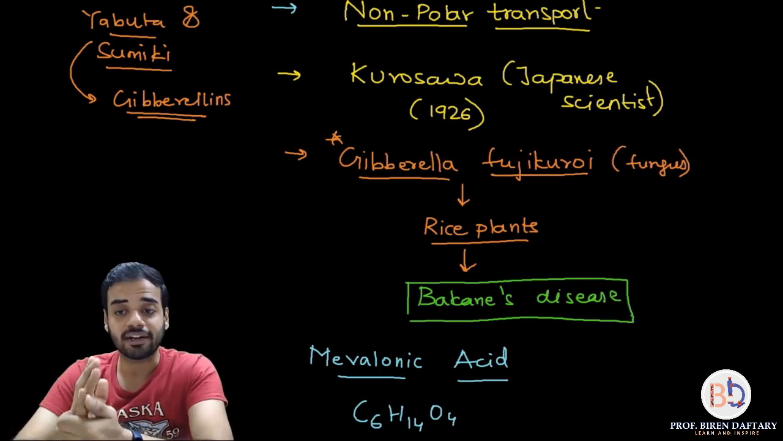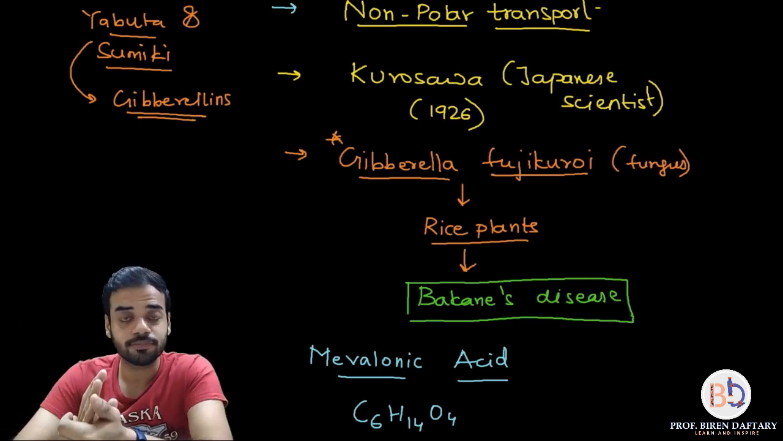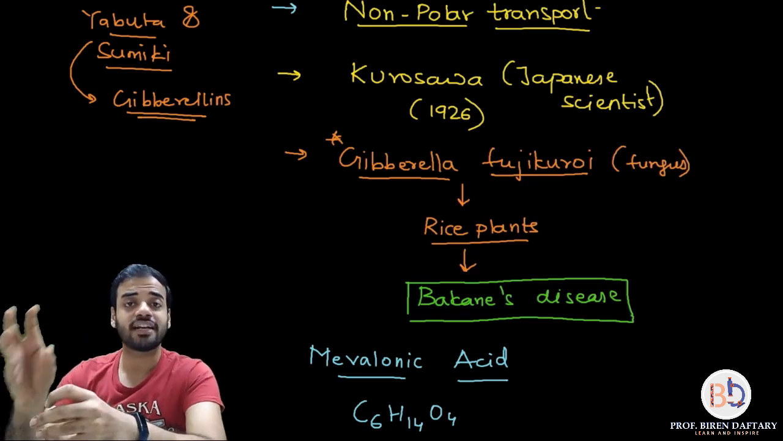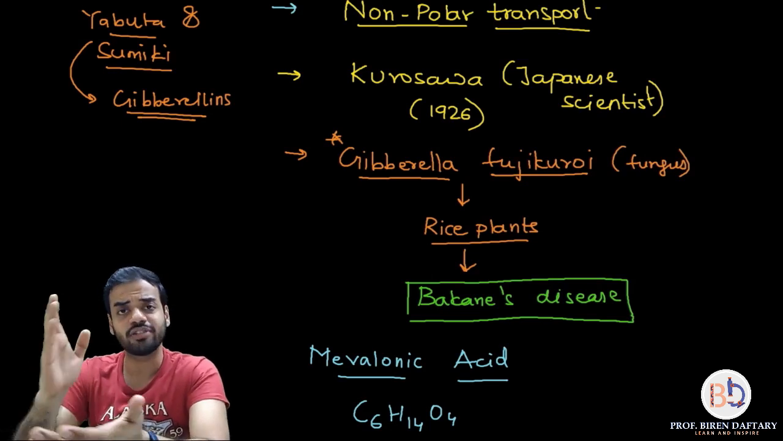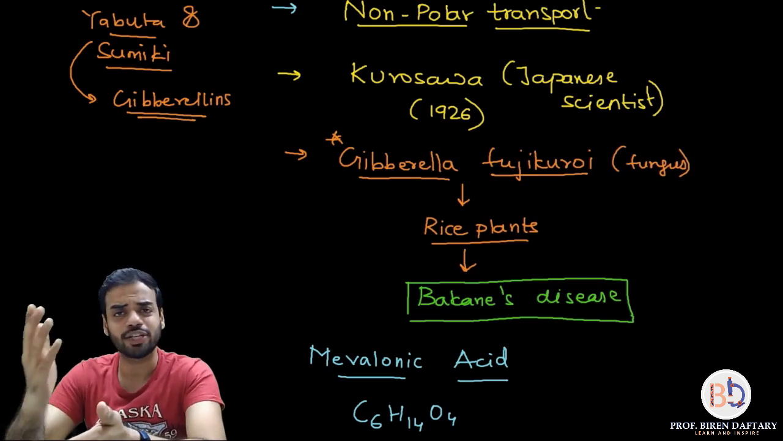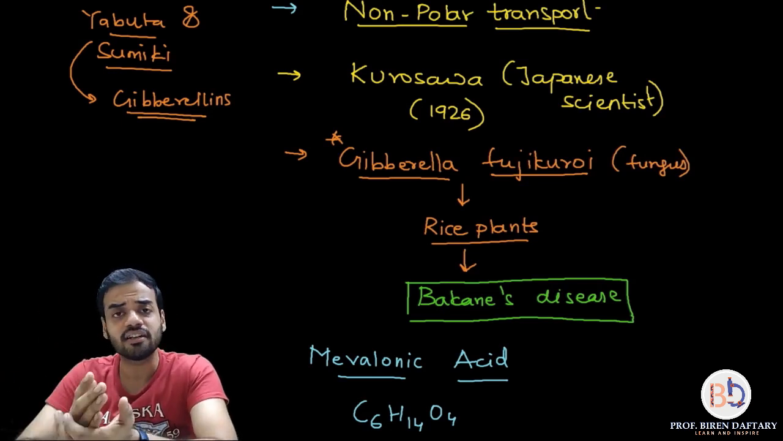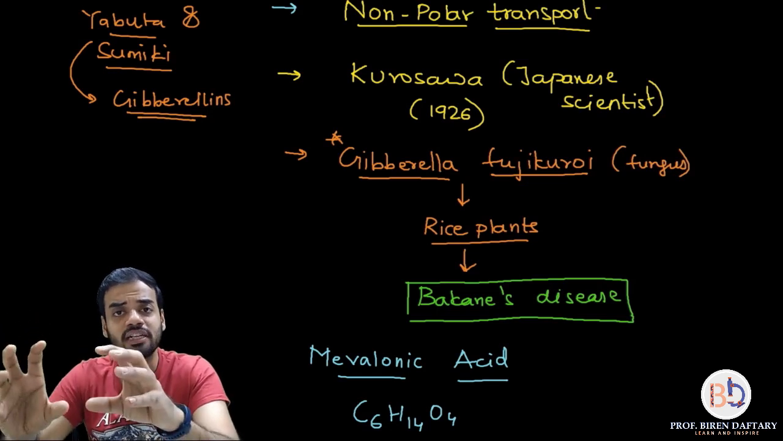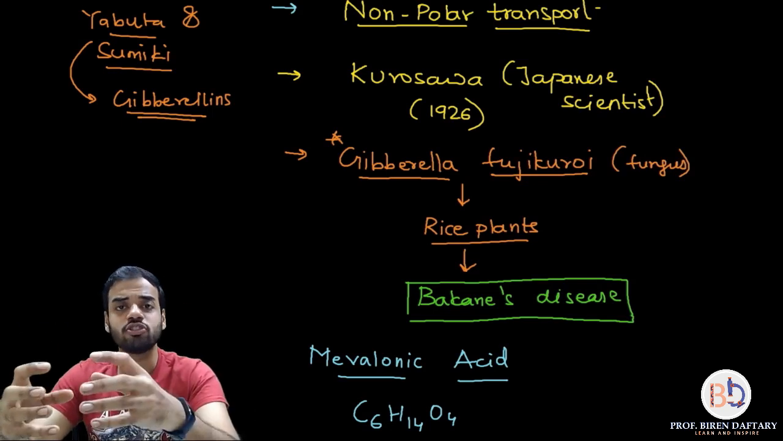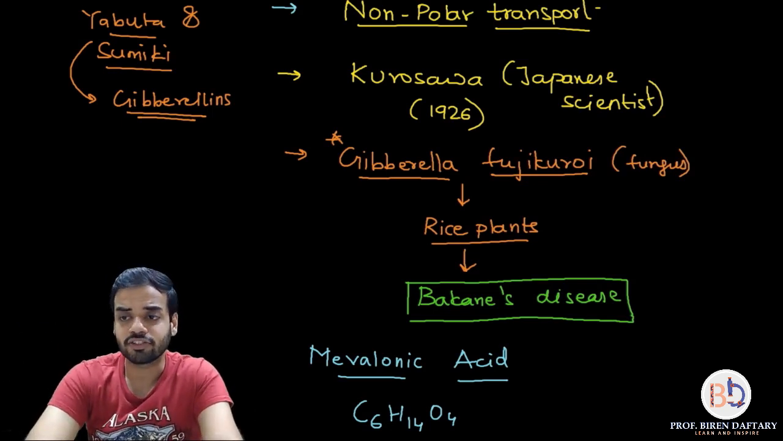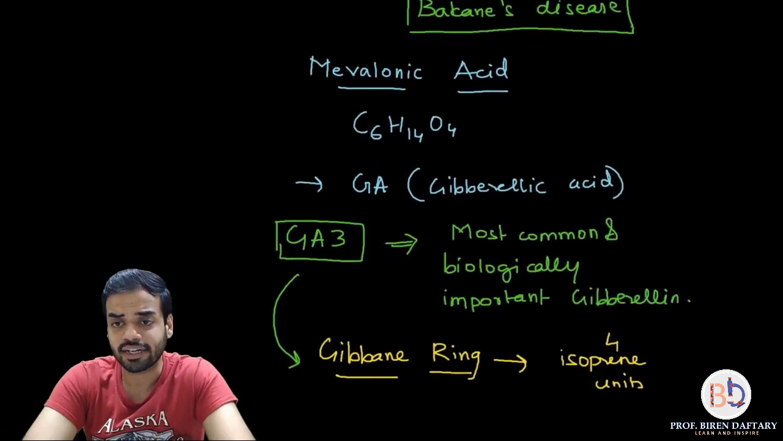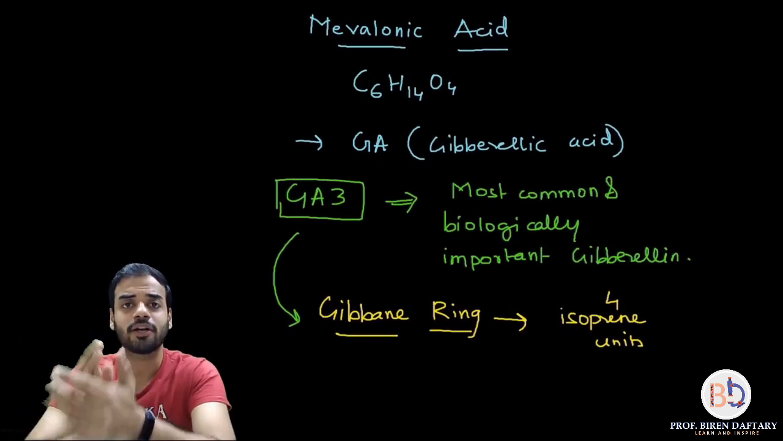So we studied that. Then we studied the structure. Basically, gibberellins or gibberellic acids are derivatives of an acid called mevalonic acid. You just have to remember that. I have given you extra information, the molecular formula C6H14O4, you don't need to remember that. The structure of a gibberellin is made up of 4 isoprene rings, and all those isoprene rings joined together form a structure called the gibbane ring. Please remember that. I hope this part is clear.